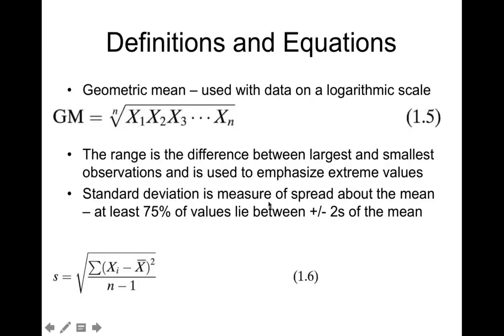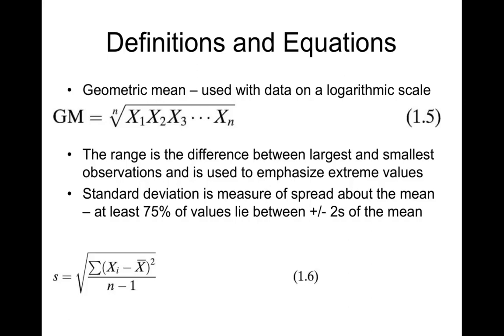The geometric mean is often used with data on a logarithmic scale, and it's basically the nth root of the product of all the n separate measurements. The range is the difference between the largest and the smallest observation, and it's used to emphasize extreme values. And the standard deviation gives you a measure of spread around the mean.